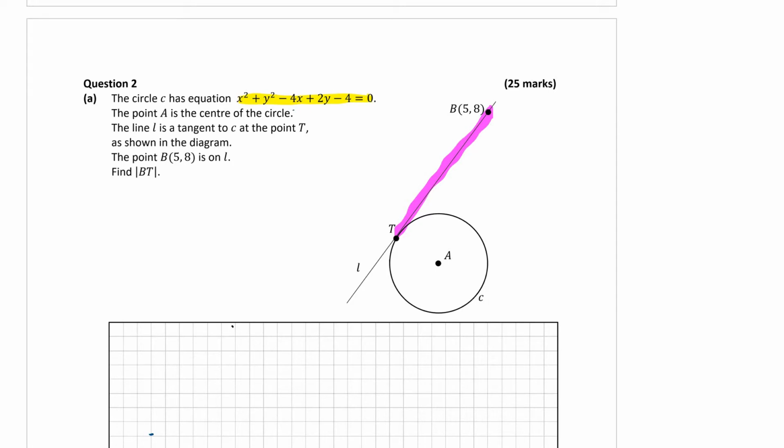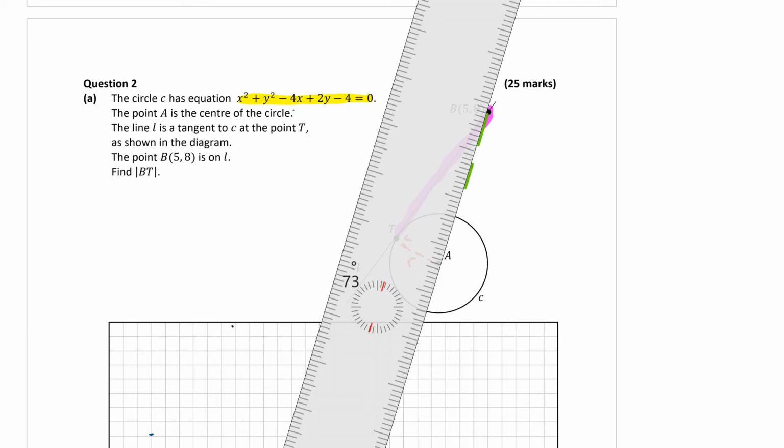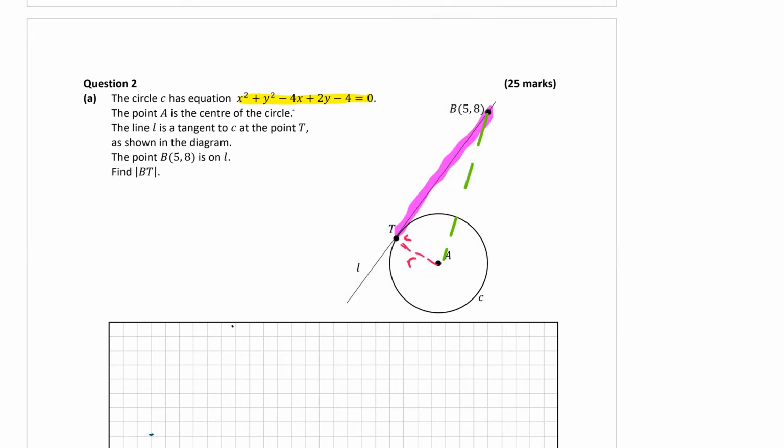A few things to note. You're told that the line L, which is that line that B and T are on, is a tangent to the circle. So if it's a tangent to the circle, then it makes a line which is perpendicular to the center, and that's the radius. So it makes a right angle triangle. As with a lot of the problems in geometry, if you can make a right angle triangle, you're going to find it really useful to either work out some of the angles or some of the sides in the triangle. So we're going to make use of the right angle triangle to work out the distance between B and T, that pink line.